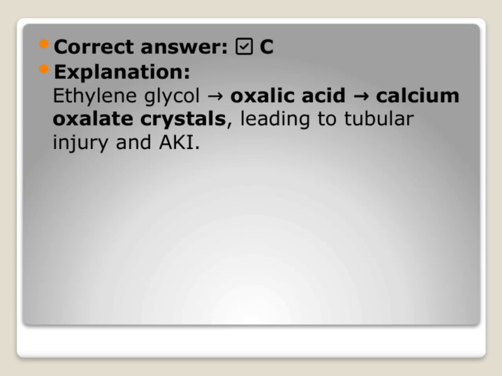All right, let's look at the correct answer here, which is C now. The key point to understand is the metabolic pathway involved in ethylene glycol poisoning. Ethylene glycol is metabolized into oxalic acid, and this oxalic acid then forms calcium oxalate crystals. These crystals are problematic because they can deposit in the renal tubules, leading to direct tubular injury. This injury ultimately results in acute kidney injury, or AKI. Recognizing this pathway is crucial because it highlights how the metabolism of certain toxins can cause specific tissue damage, which is a central theme in understanding poisoning mechanisms and guiding treatment.